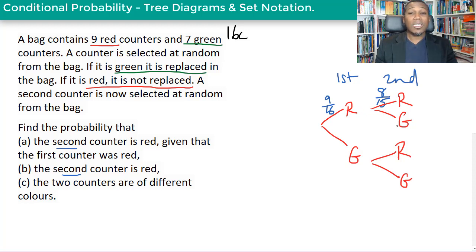Similarly for green, you took out 1 counter. If it's red, it's not replaced, so the denominator is 15. There's still 7 green because the first one was red, so it's 7 on 15. And we can finish the diagram.